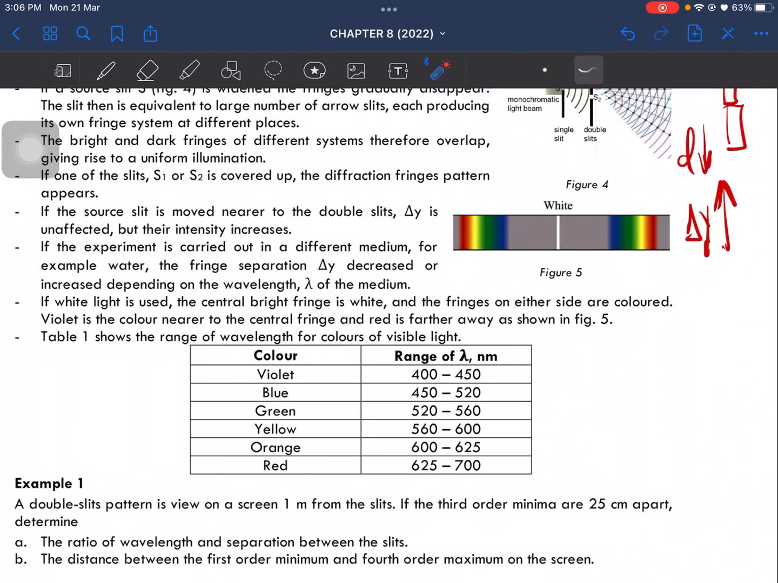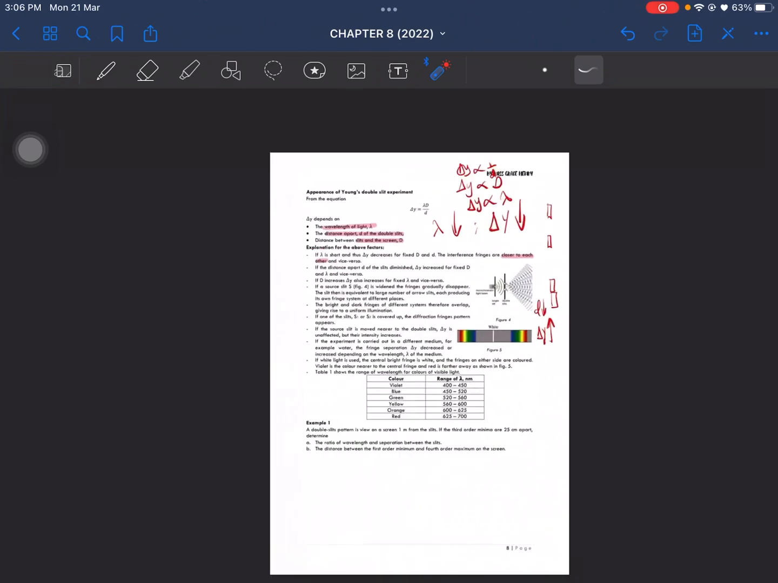So if you use white light, the central bright fringe would be white, and the fringes on the other side here are colored. So violet is the color near to the central fringe, and red is farther away. Okay, why is it like that? Because red has a greater wavelength, whereas violet has the least. The range of wavelength is not that big for violet.